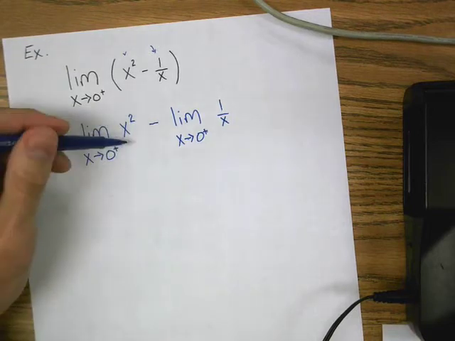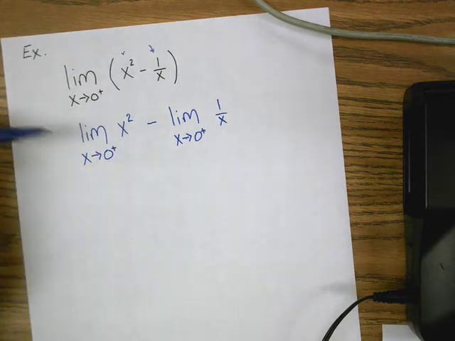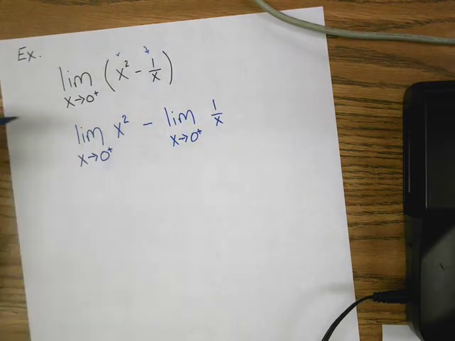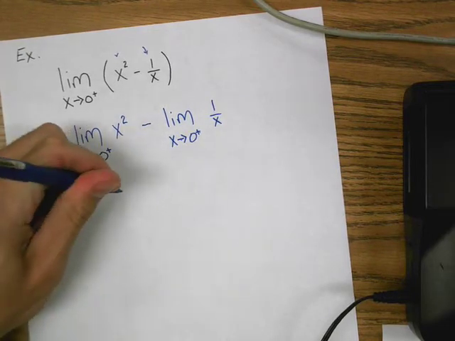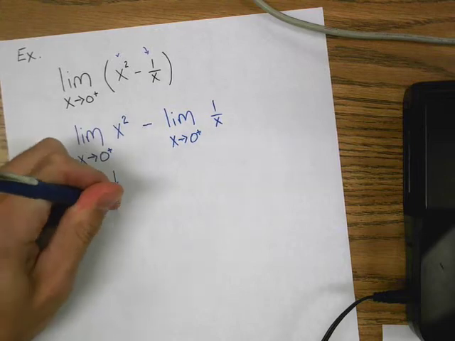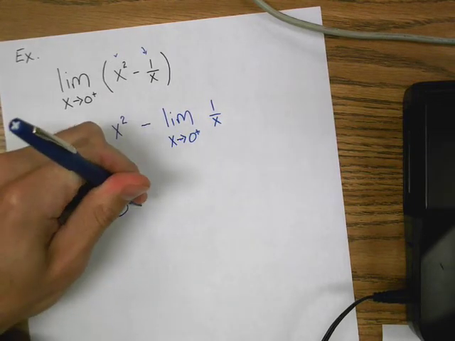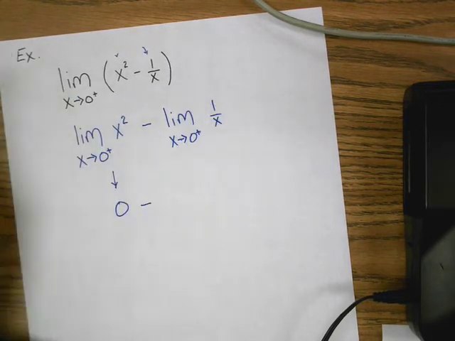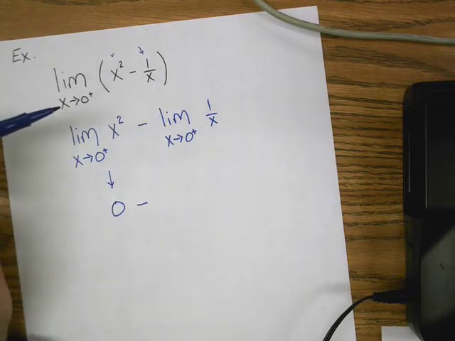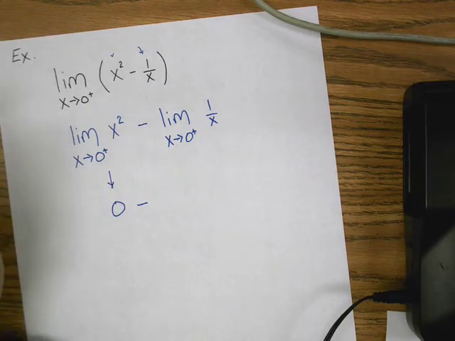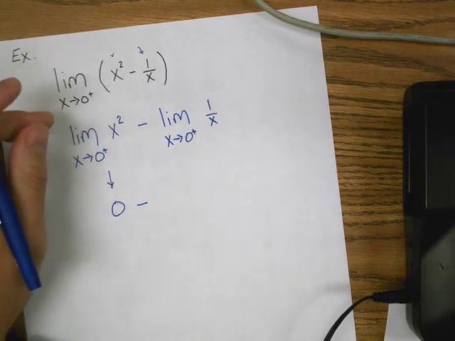So on this first one, again, there's no vertical asymptote. We're not dividing by 0, so I can just substitute in my number. 0 squared is 0, so this is just 0. Okay, minus, now we have to figure out what's going on in this second one, because if I just substitute in 0, I'm going to be at an asymptote. So I know it's either going to be positive or negative infinity.